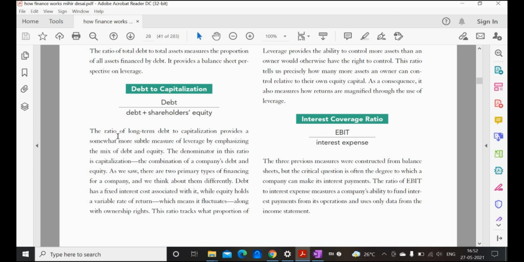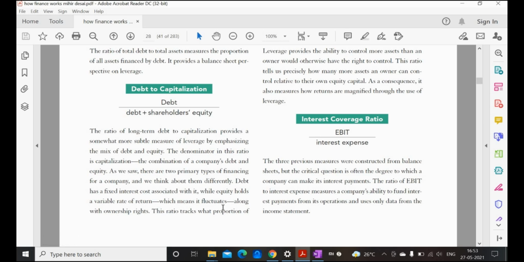So let's read. The ratio of long-term debt to capitalization provides a somewhat more subtle measure of leverage by emphasizing the mix of debt and equity. The denominator in this ratio is capitalization, the combination of total debt and equity. As we saw, there are two primary types of financing for a company, and we think about them differently. Debt has a fixed interest cost associated with it, while equity holds a variable rate of return, which means it fluctuates along with ownership rights.